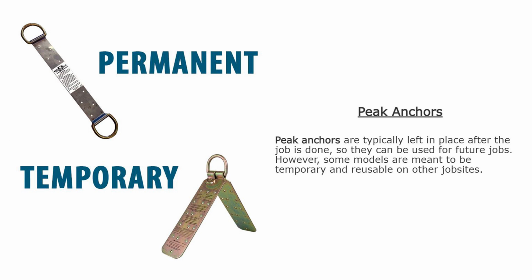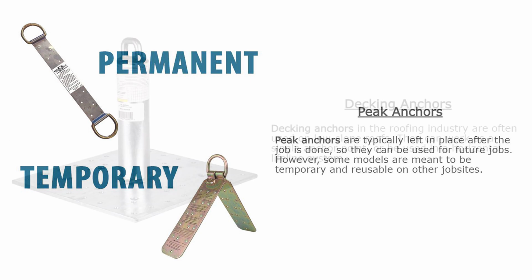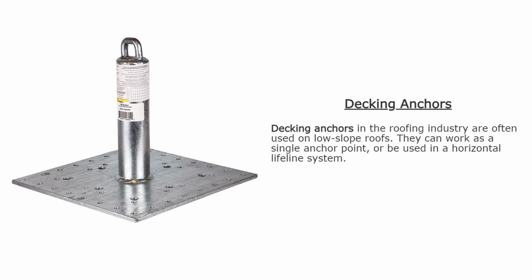Peak anchors. Peak anchors are typically left in place after the job is done, so they can be used for future jobs. However, some models are meant to be temporary and reusable on other job sites. Decking anchors. Decking anchors in the roofing industry are often used on low-slope roofs. They can work as a single anchor point or be used in a horizontal lifeline system.